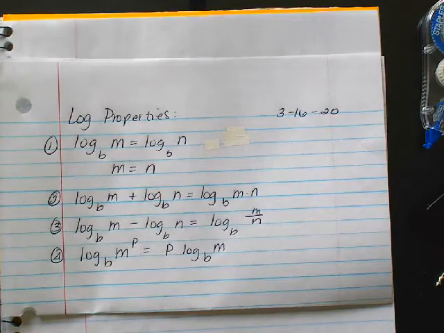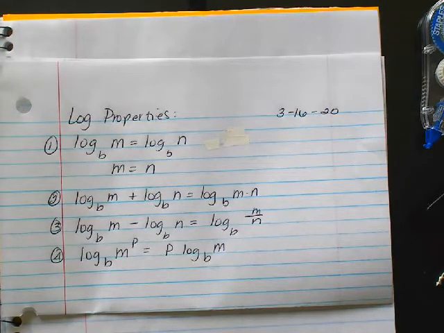So we're going to do the instructional video now. I recommend having your logarithm properties out next to you. You could put them on a note card or on a separate piece of paper just to review them really quick. They say log base b of m equals log base b of n, therefore m must equal n.